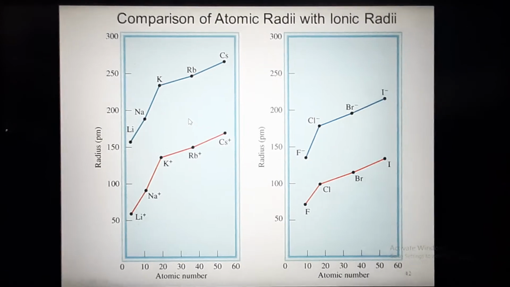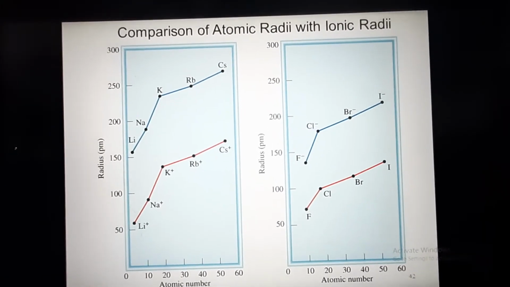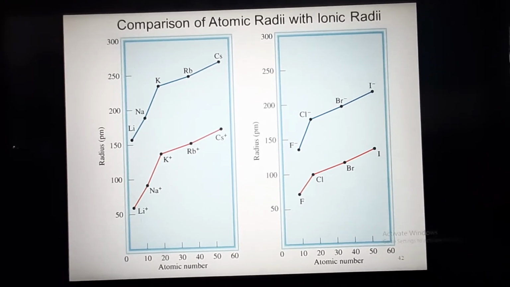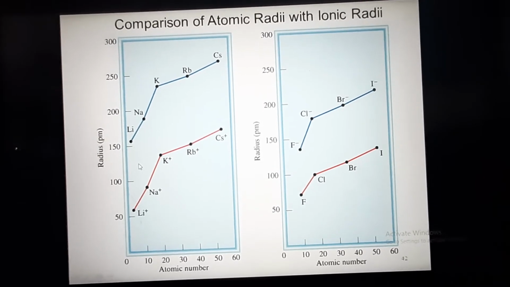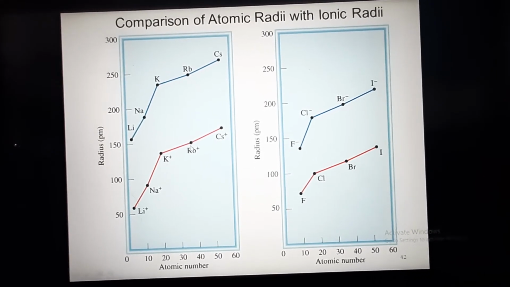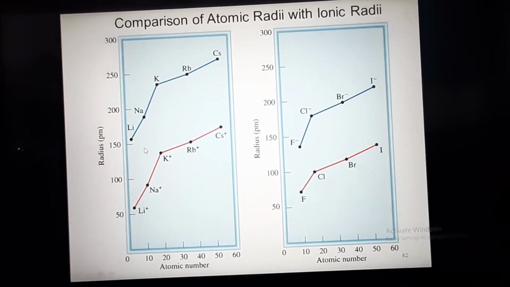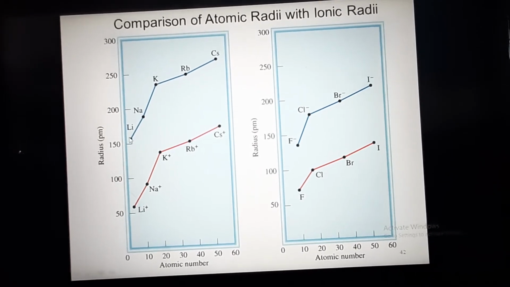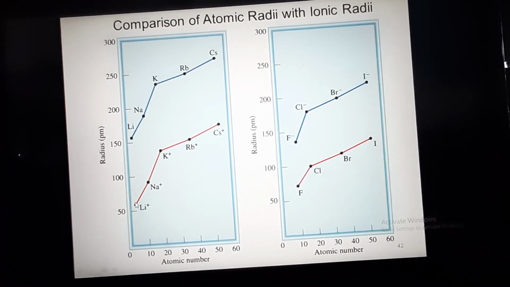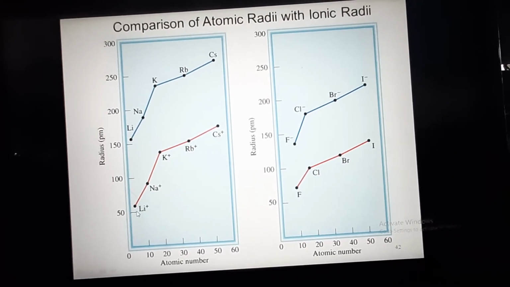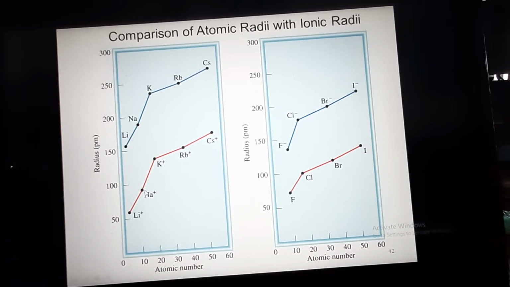So if we were able to plot these, remember we were going to spend some time plotting these. This is what we would get if we compared the positive cation radius to the ground state neutral atom. So as we see lithium, a +1 lithium ion has a smaller radius, much smaller radius, once it loses an electron.